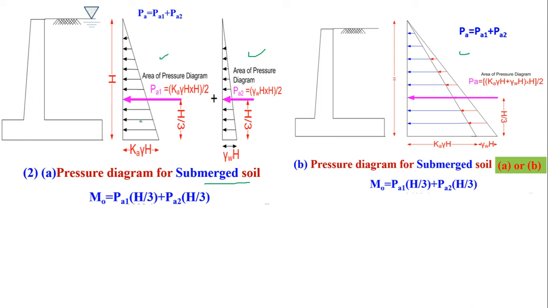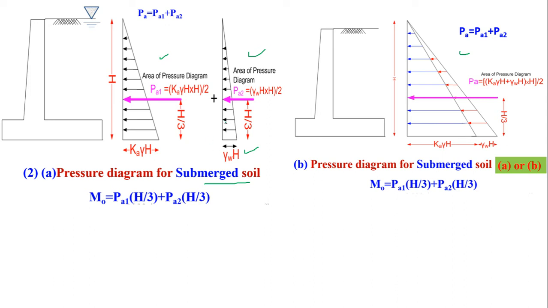Again, if we convert it into the area of the triangle, half base into height, we get Pa1, and the position is h by 3. In addition to that, we have the water at the top level. The water pressure is also 0 at the top and maximum at the bottom, and the magnitude of that is gamma W into H. We have not included the Ka part here, meaning the active coefficient of earth pressure is not considered for water. Do remember that Ka is not there for water, always remember. So gamma W, why gamma W?